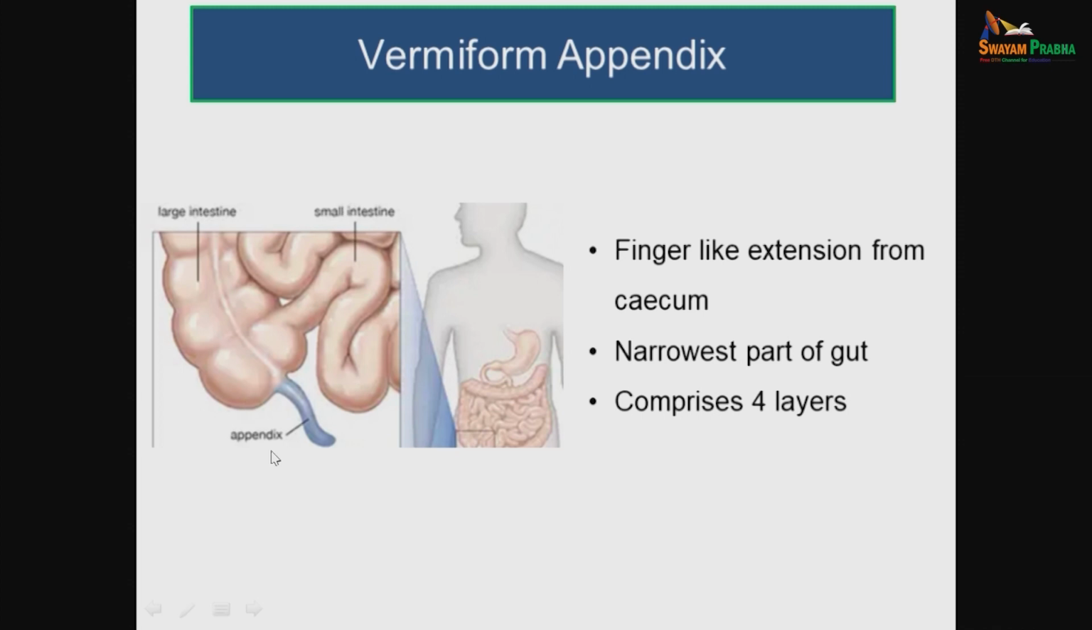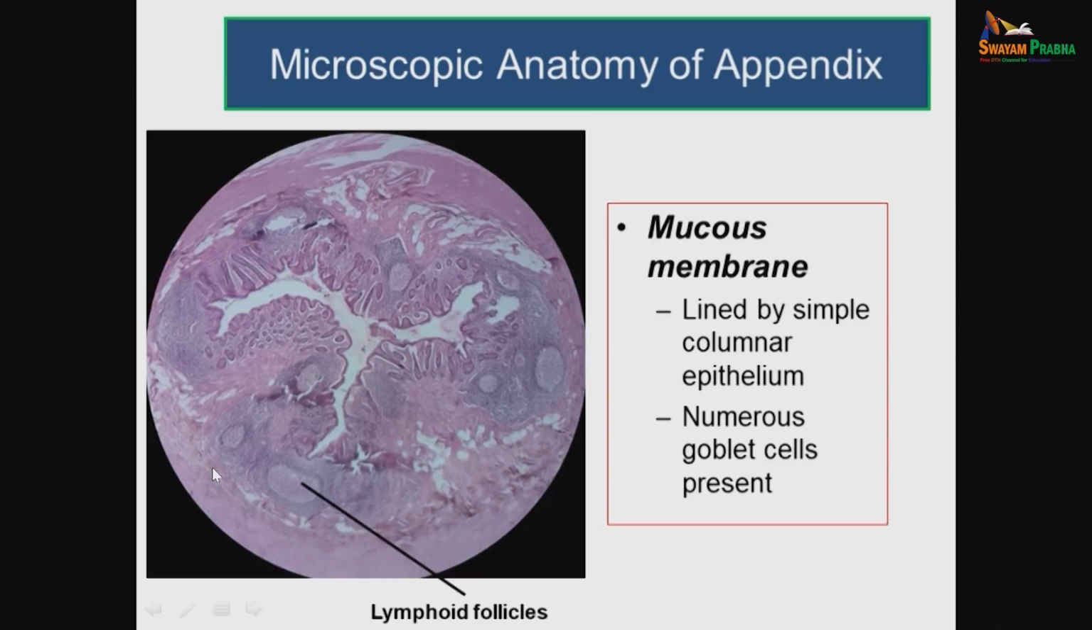In gross anatomy, the appendix is an additional appendage extending from the cecum, and it is the narrowest part of the gut. Just like the rest of the gastrointestinal system, it also comprises 4 layers. The 4 layers are the mucous membrane, submucosa, muscularis externa and the serosal layer.